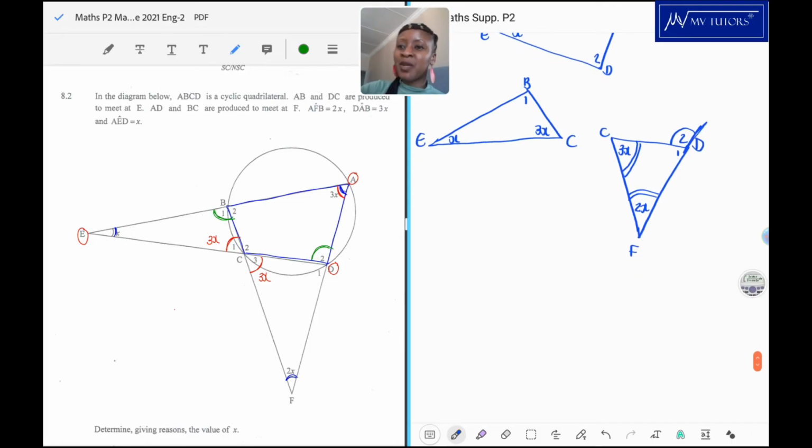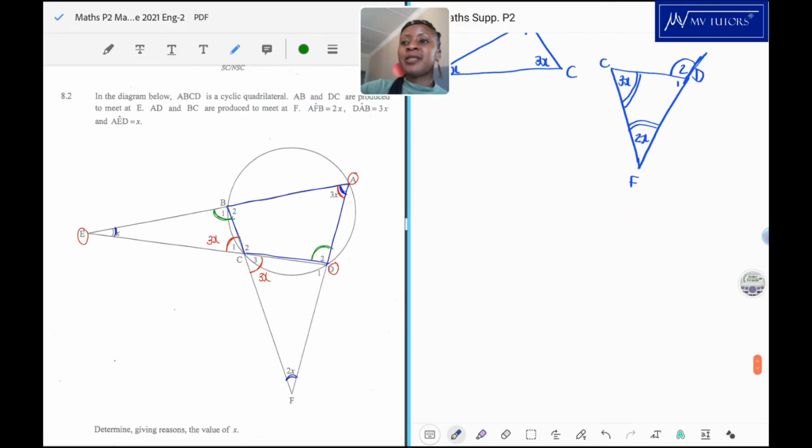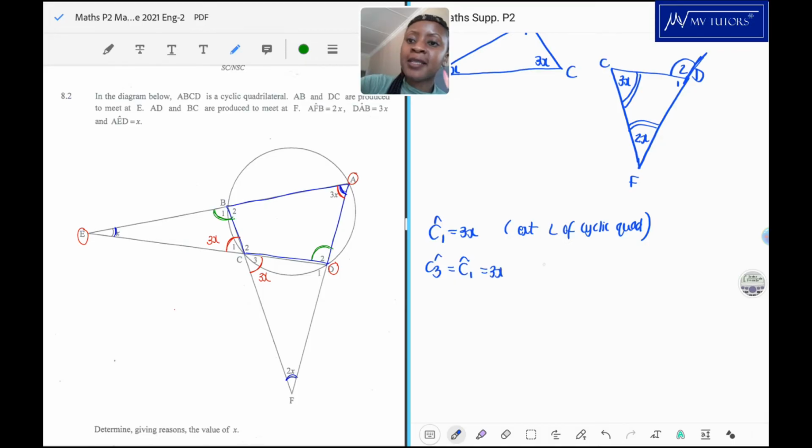Okay, so I will start there. Let's start with C1 because we need to give reasons. I've just been writing stuff. So C1 is equal to 3X, right? Because it's the interior, no, sorry. It is the exterior angle of cyclic quad. Okay, and then C3 is equal to C1, which is equal to 3X, and that we call not alternating angles, vertically opposite angles.